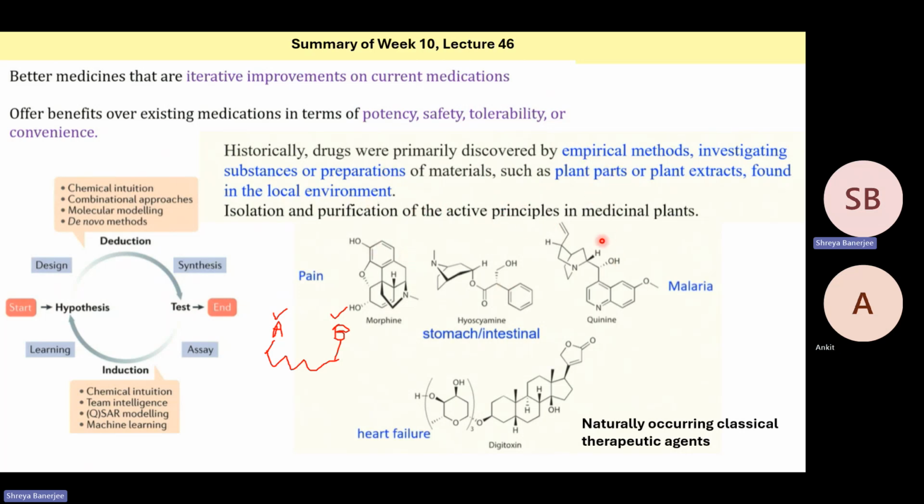In many cases, like in homeopathy and so on, plants are used as medicines. So what is the active compound in the plant that enables it to be used as a medicine? So many compounds like morphine, quinine, and so on were actually discovered after looking at these plant extracts. And these were known as naturally occurring classical therapeutic agents.